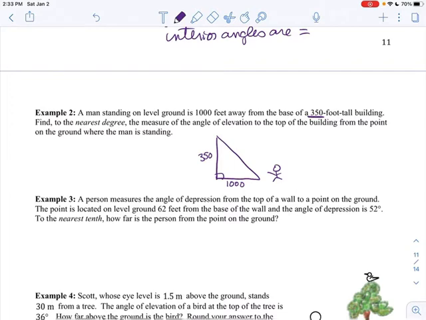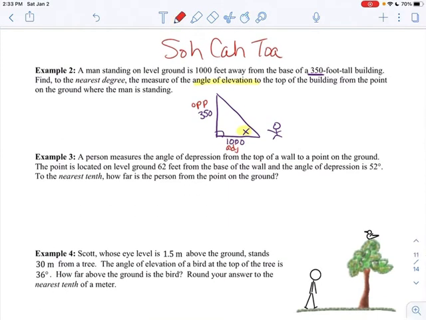And they want me to find, to the nearest degree, the measure of the angle of elevation. The angle of elevation goes in the bottom corner of my triangle. The angle of elevation goes right there. This is opposite. This is adjacent. So I'm going to use tangent to figure this out. So tangent of x equals 350 over 1,000.